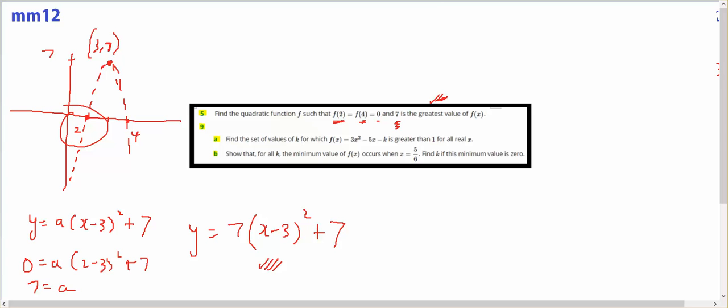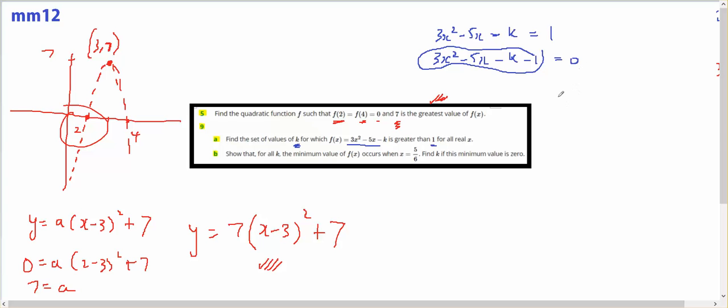Okay, in question number 9, find the value of k so that this is greater than 1 for all values of x. So, if I set 3x squared minus 5x minus k equal to 1, then I move the 1 over: 3x squared minus 5x minus k minus 1 equal to 0. I now want this always bigger than 0. And if this is always bigger than 0, therefore there's no solution, therefore the discriminant must be negative.